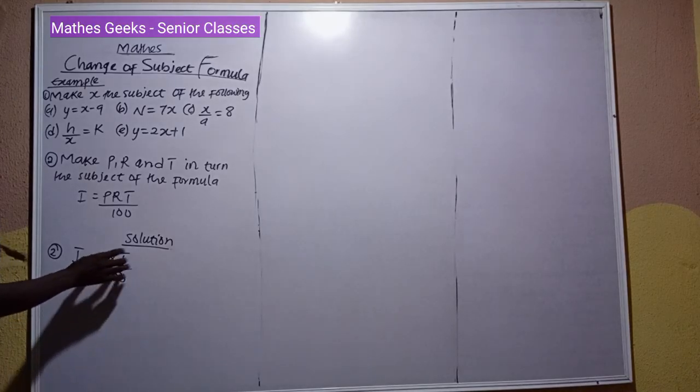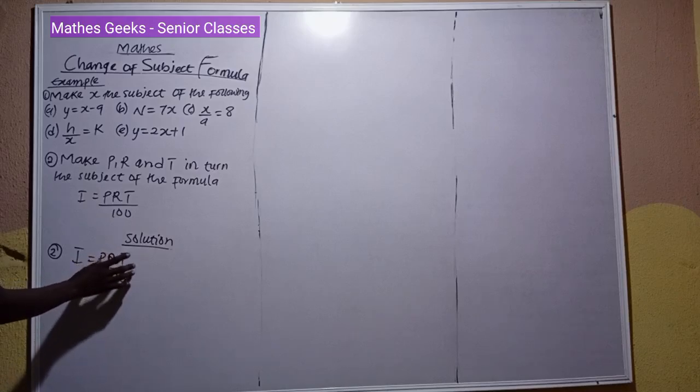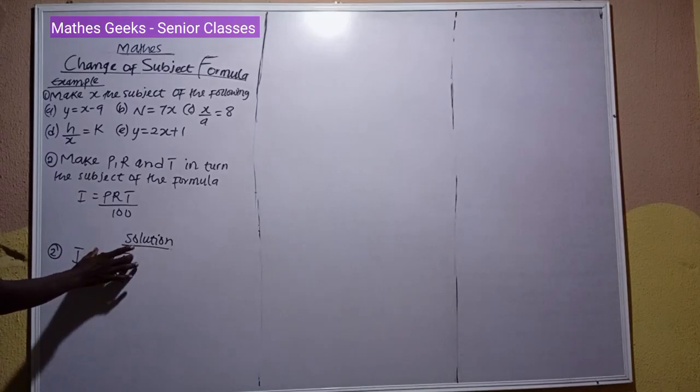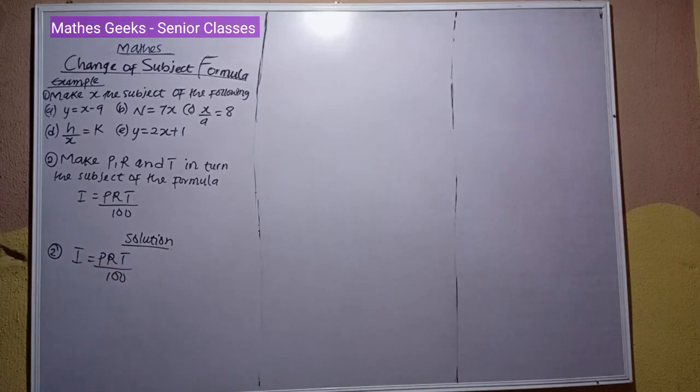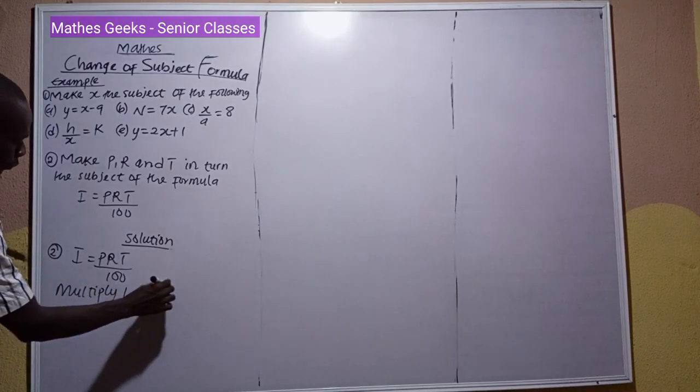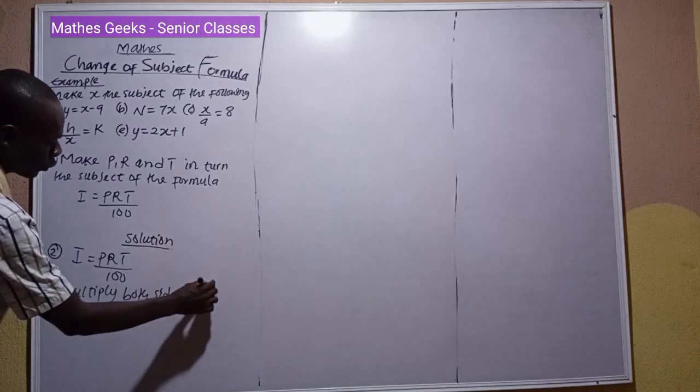The first thing is that P is joined to RT and then also joined to 100. So let's get 100 off. The only way we can get 100 off is that 100 is related to PRT by division. So the opposite of division is multiplication. So I'm going to multiply both sides by 100.